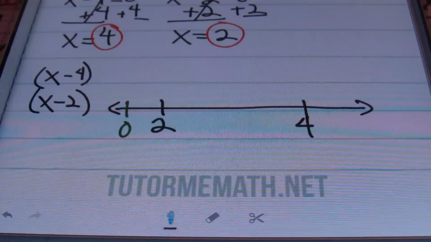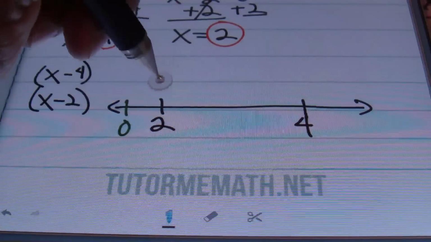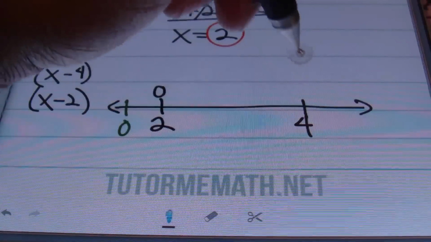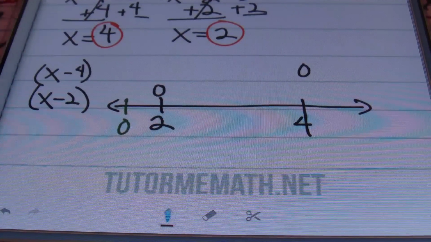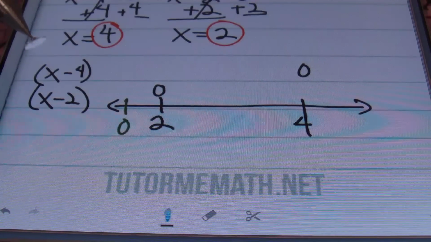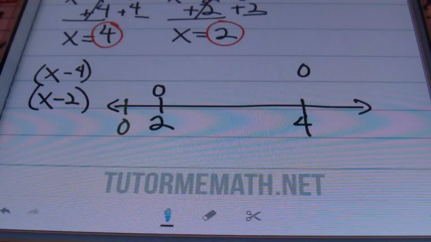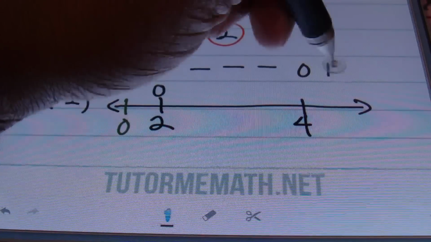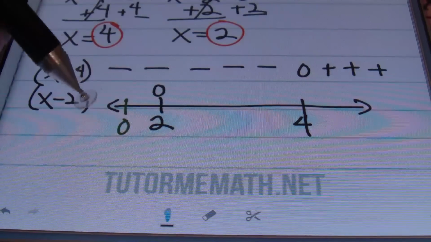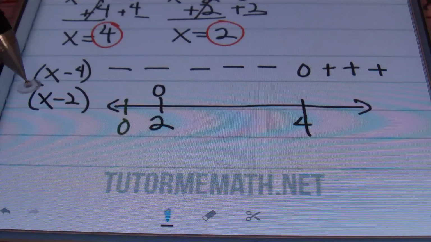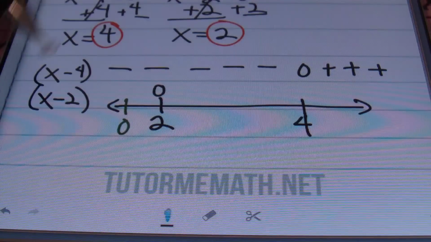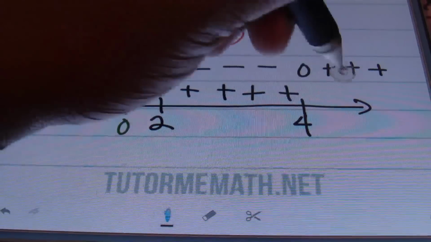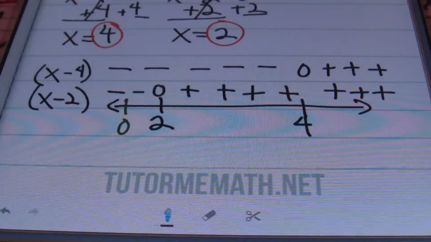I do know when I plug in 2 into the second factor, I'll end up with 0. I also know that when I plug in 4 into the first factor, I'll end up with 0 as well. Plugging in my test value of 0 in the first factor, 0 minus 4 is negative 4, which is a negative result. So I'll have negative results until I get to this 0, and then they become positive after that. Plugging in 0 into the second factor, 0 minus 2 is going to be negative 2. That's a negative value, and then they become positive after that. All right, just like so, ladies and gentlemen.